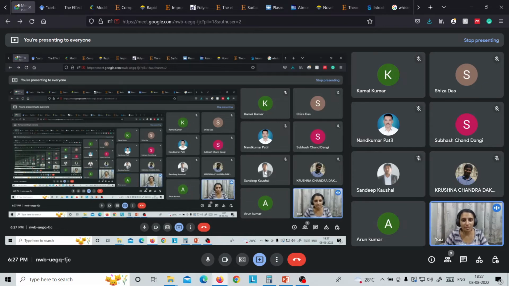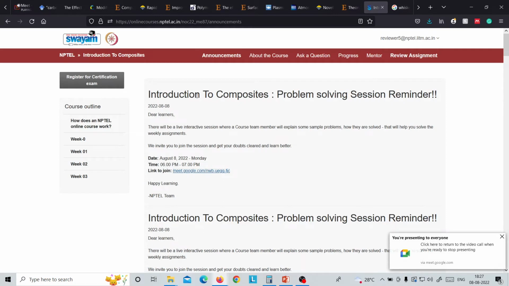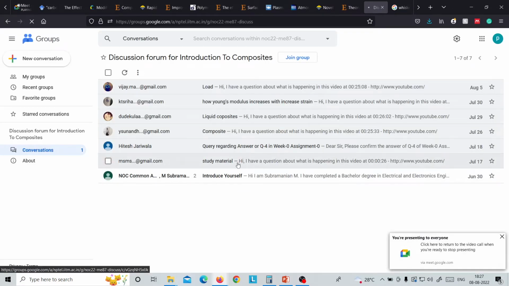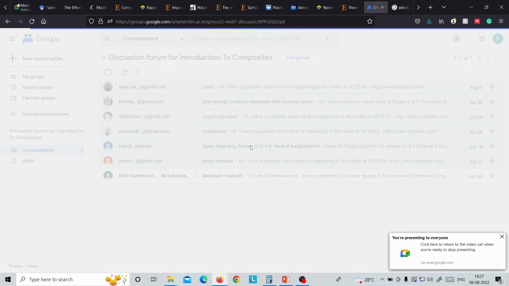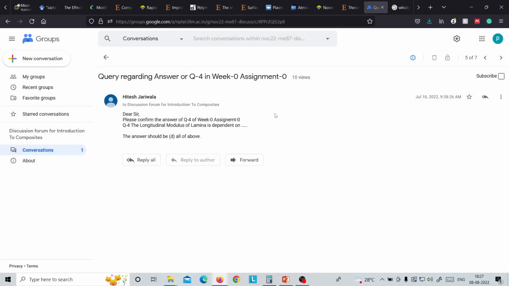See, this doubt solving session is only about the doubts which you post in the doubt solving forum on the NPTEL website. The previous four questions I discussed in the last doubt solving session, so I can discuss them again right now. This question was not clear. This one was a normal doubt regarding a question in assignment number 0.